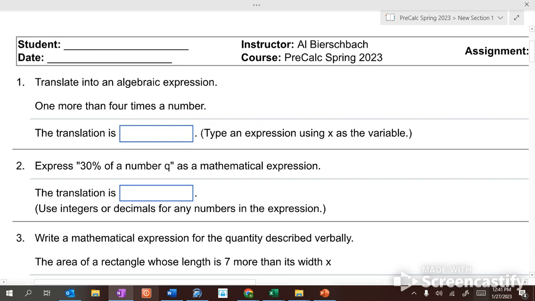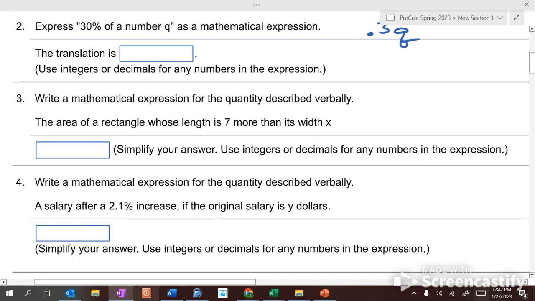1 more than 4 times a number. A number, if we don't know the number, is x. So 1 more than 4 times a number. We'll start with the very basic, and then we'll build from there. 30% of a number q is 0.3 times q. The area of a rectangle whose length is 7 more than the width. Well, if we draw a rectangle, the area is what we want to find out. We know the length is 7 more than the width. If the width is x, what's the length?